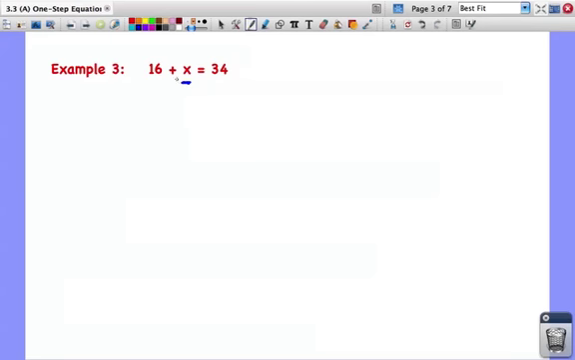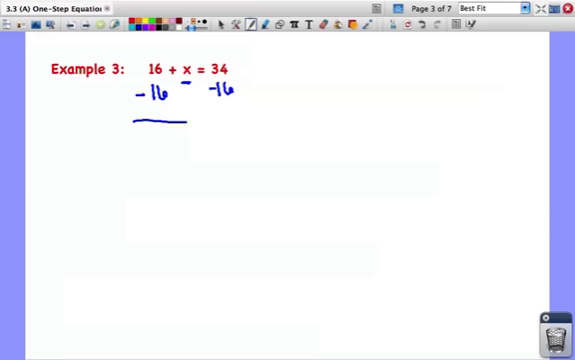Okay, I want it to be all alone on the left side of the equal sign. So what I need to do is move this 16 over. I need to get rid of it by performing the opposite operation. Because this is a positive 16, I can subtract 16 from both sides.